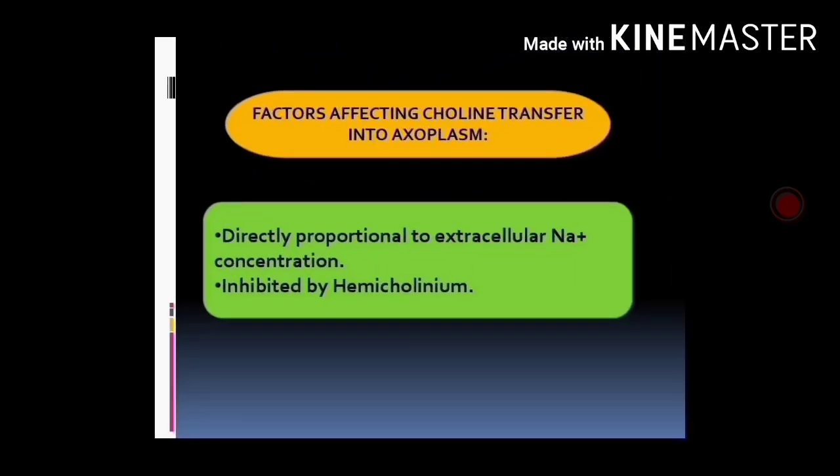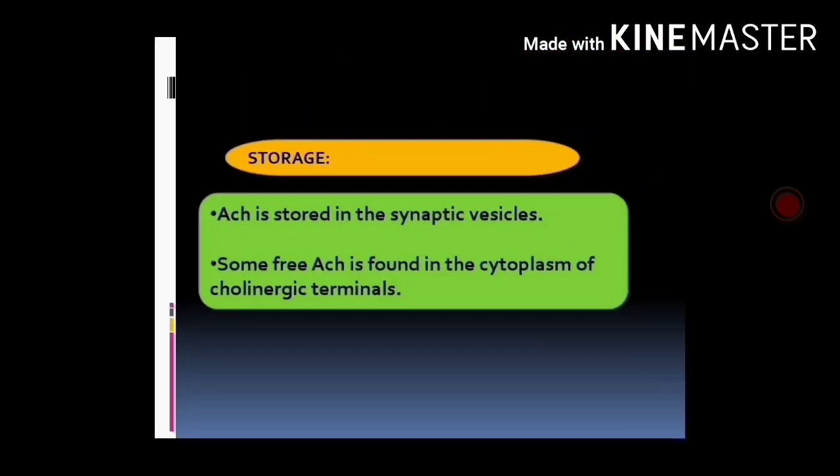There are certain factors that affect the transfer of choline into the axoplasm, and these are: it is directly proportional to the extracellular sodium concentration and it is inhibited by hemicholinium. Now, storage of acetylcholine. Acetylcholine is stored in the synaptic vesicles, and also some free acetylcholine is found in the cytoplasm of cholinergic nerve terminals.